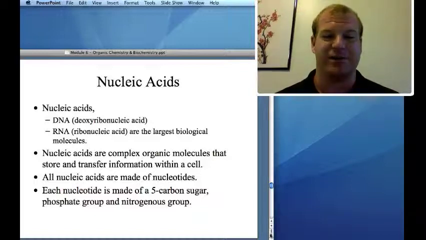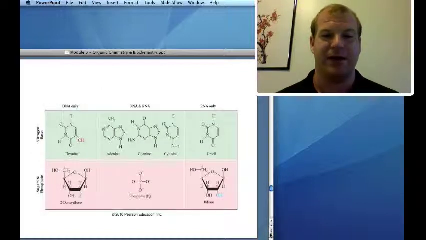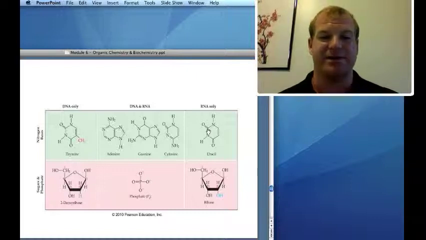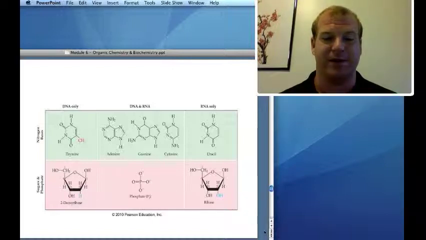And a phosphate group that joins the two, and then a nitrogen base. And here are the different nitrogen bases. DNA and RNA both have adenine, guanine, and cytosine. DNA has thymine, RNA has uracil. Here's deoxyribose and ribose, and you can see deoxyribose has 1 less oxygen, and there's the phosphate group between them.